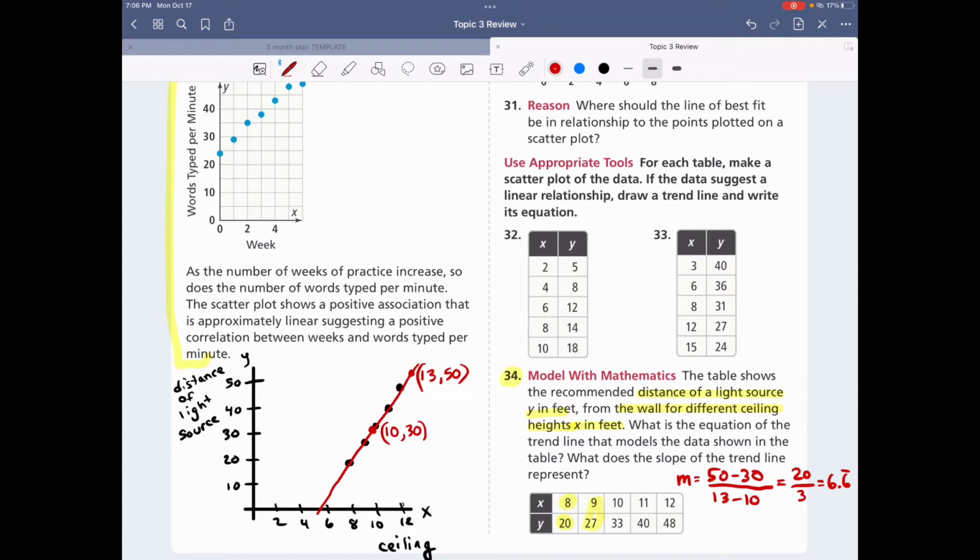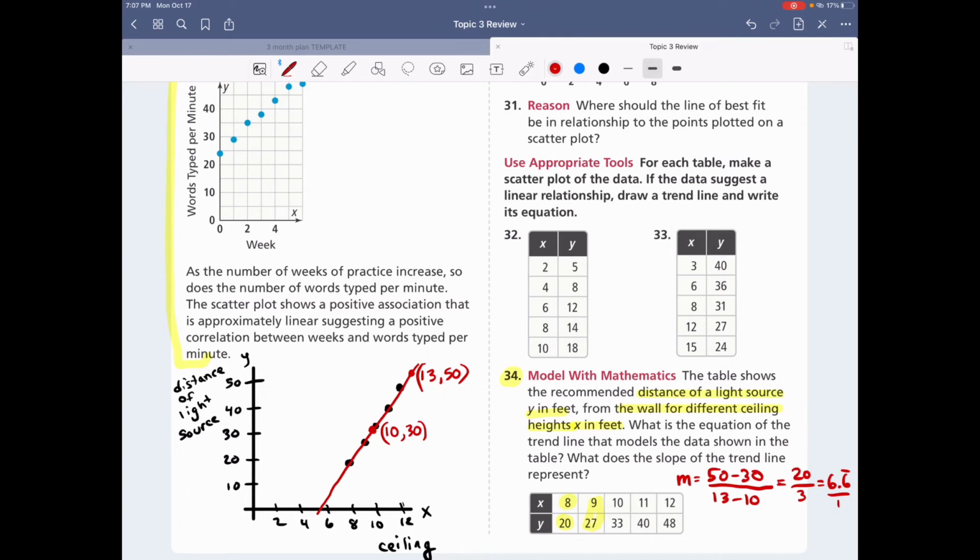What that means is for every 1 foot, for every 6.6 repeating feet of ceiling height, you're going to place, I'm thinking this wrong, you're going to place the light source 6.6 repeating away from the wall for every foot in height of the ceiling. Okay.